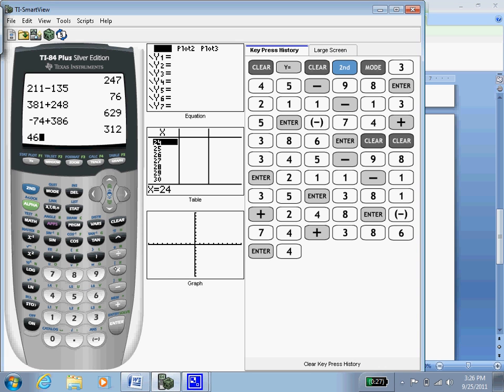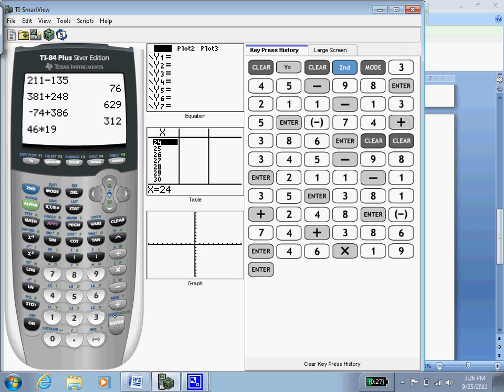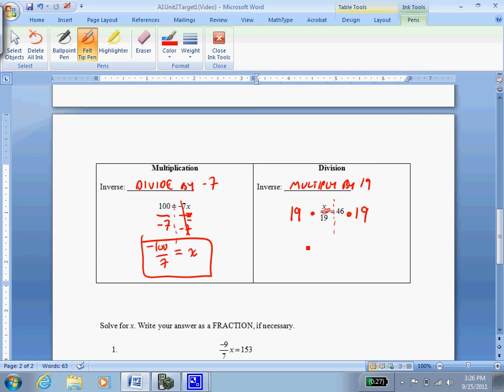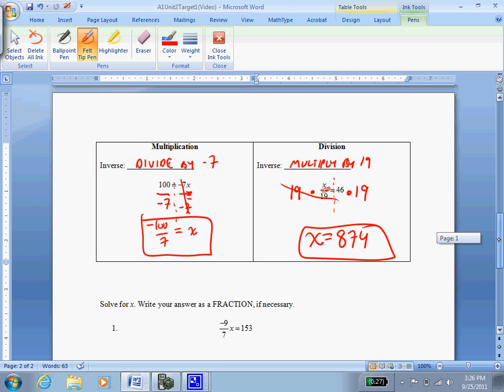46 times 19, 874. So x equals 874. Again, multiplication and division, we want to get things to cross out to 1, because 1 times anything is the same number.